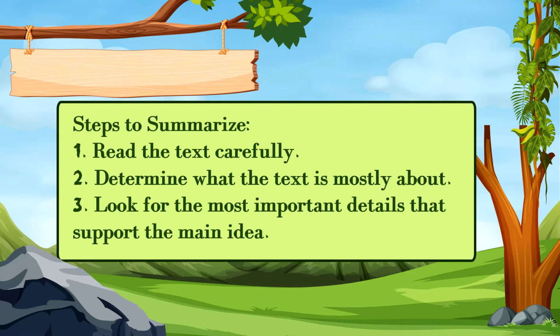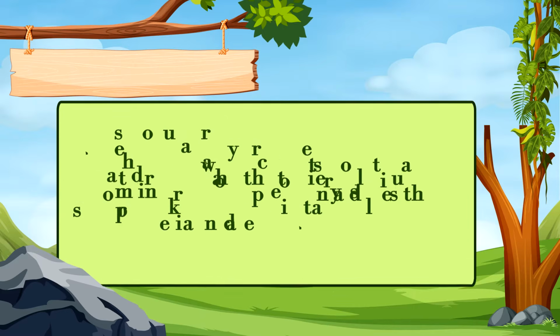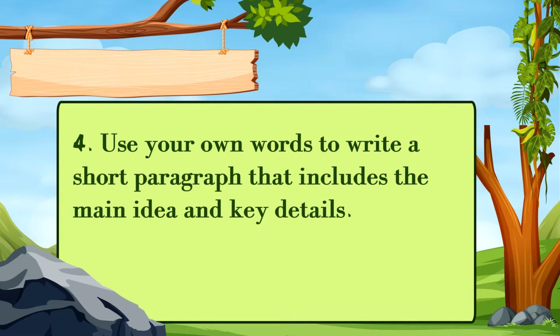Now, here are the steps to summarize. 1. Read the text carefully. 2. Determine what the text is mostly about. 3. Look for the most important details that support the main idea. 4. Use your own words to write a short paragraph that includes the main idea and key details.